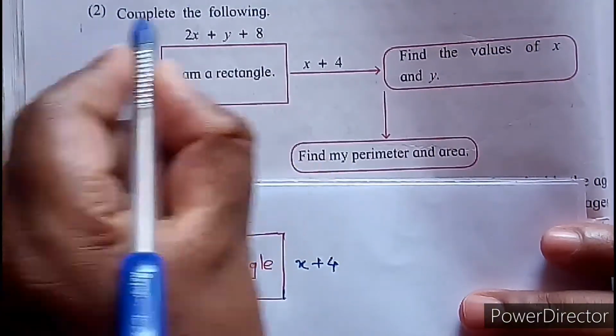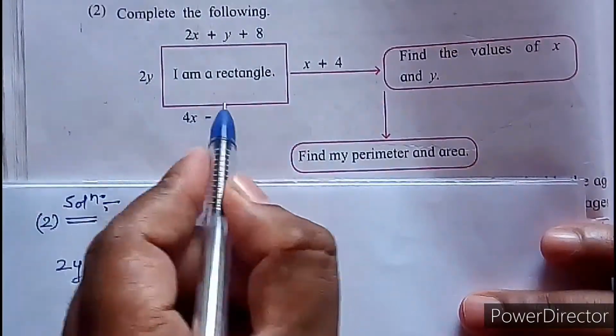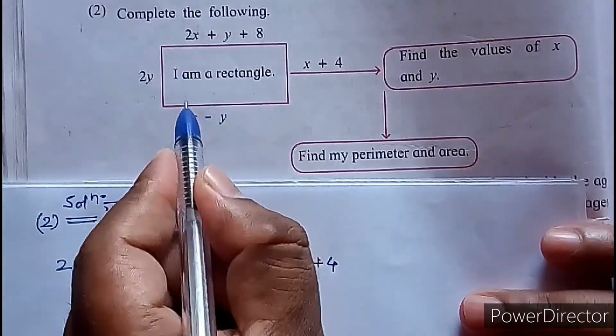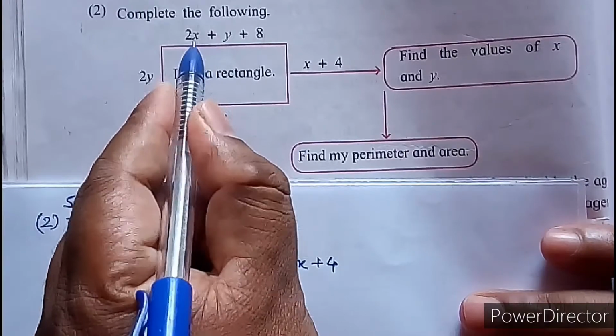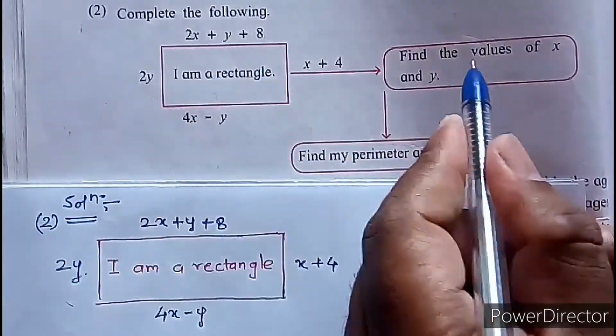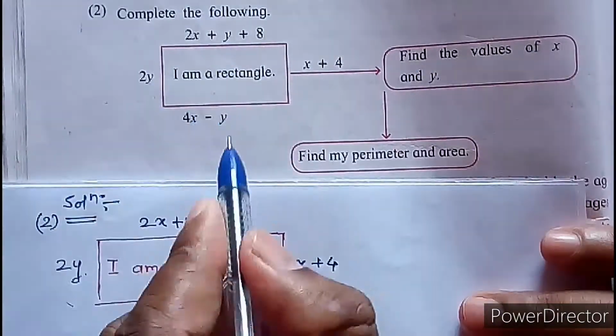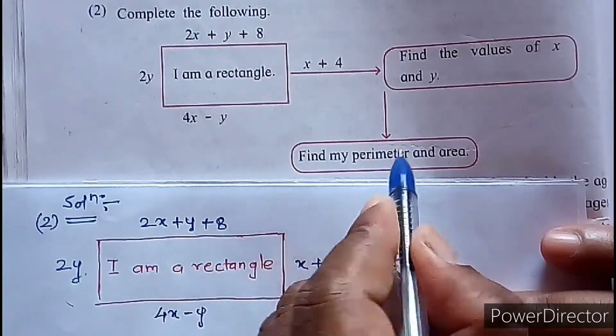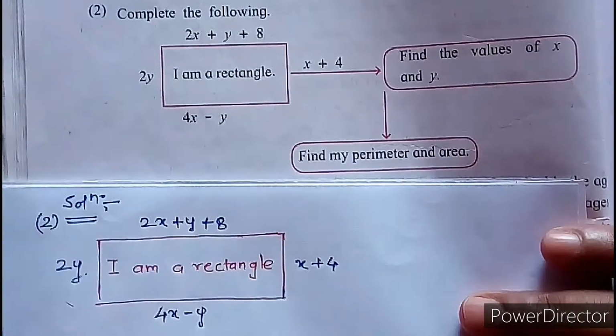Question number 2 in practice set 1.5. Here the figure is given of a rectangle and its 4 sides are given in the linear form of equations. Now we have to find the values of x and y, and then we have to find the perimeter and area of this rectangle.